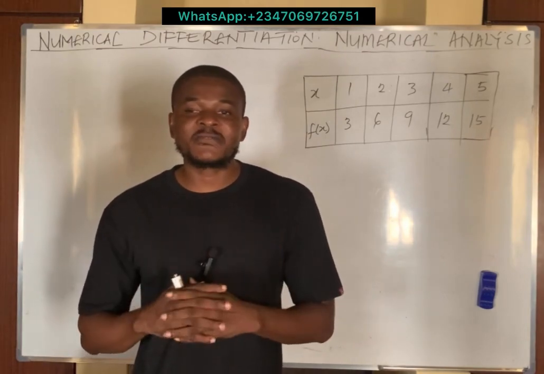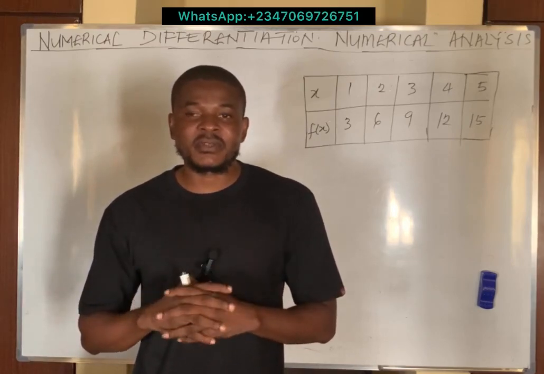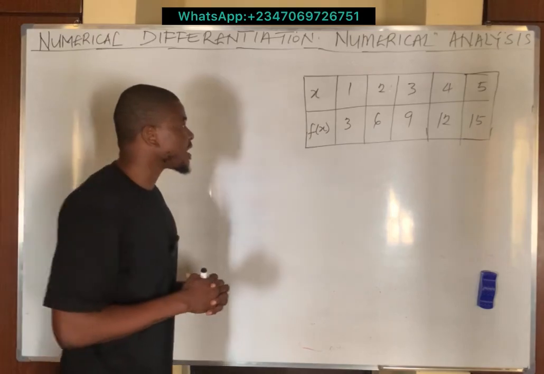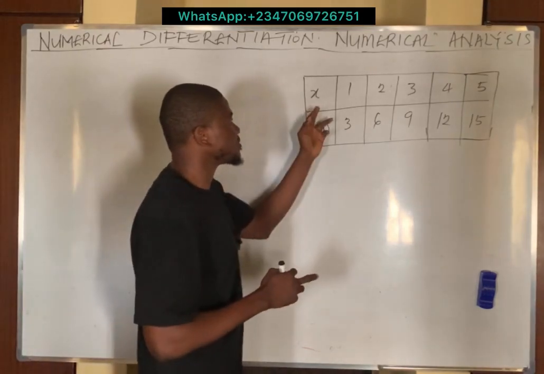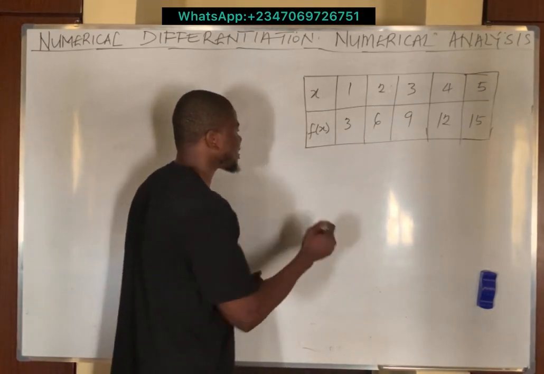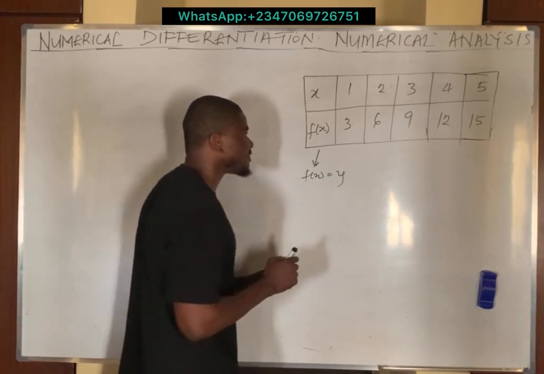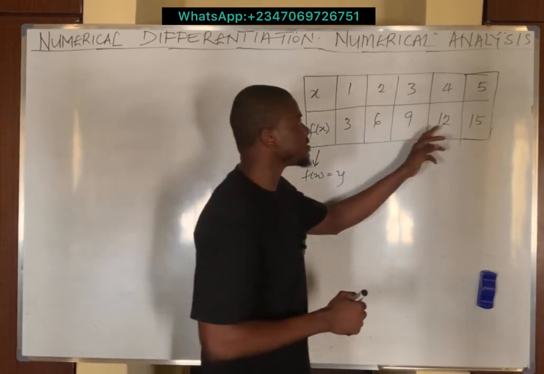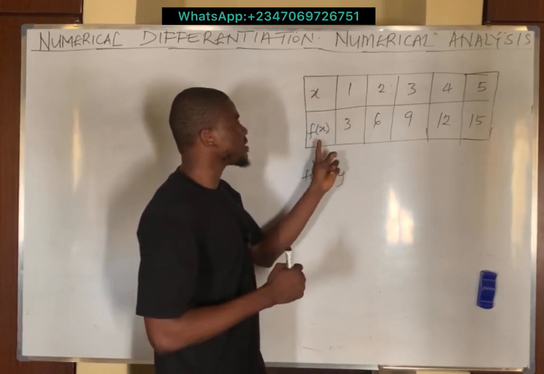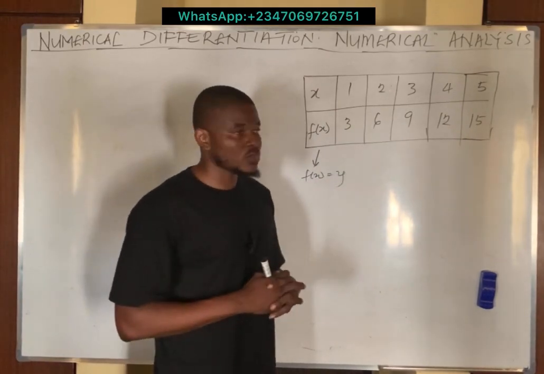So let's explain the difference between the central difference table, the backward difference table, and the forward difference table. Now let's take a look at this table on the board. We have a table of values x, which is 1, 2, 3, 4, 5. You have f of x. Mind you, f of x here simply means y, okay? f of x is simply equal to y. So these are the values of y: 3, 6, 9, 12, and 15. Now this simply means that when x is 1, y is equal to 3. And when x is 2, y is equal to 6, and so on.